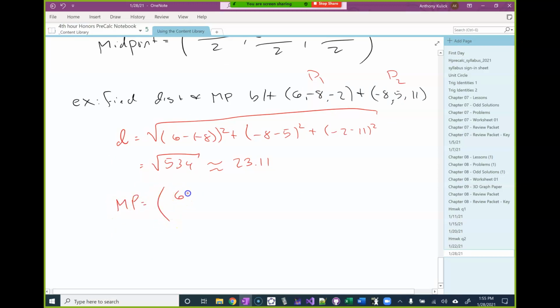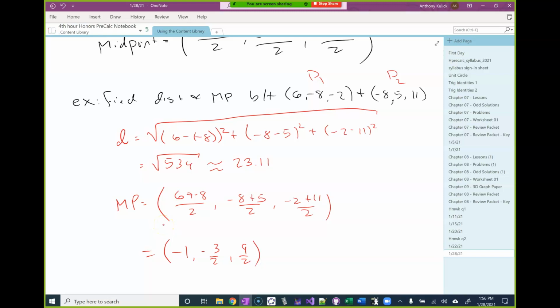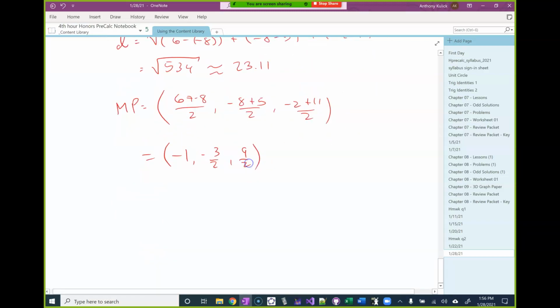And the midpoint then is 6 plus negative 8 divided by 2, negative 8 plus 5 over 2, or negative 1, negative 3 over 2. You can make those decimals too if you want, but I like fractions, so I'll just leave them as fractions. So far, so good? That's it for that section. So you graphed them, found midpoints and distances, and like, that's it. Next section.